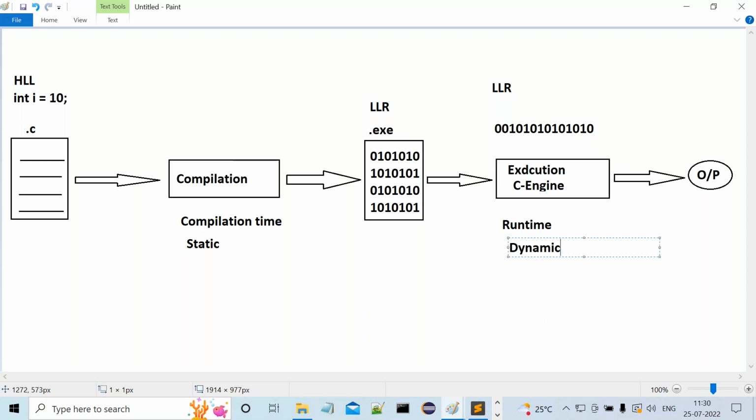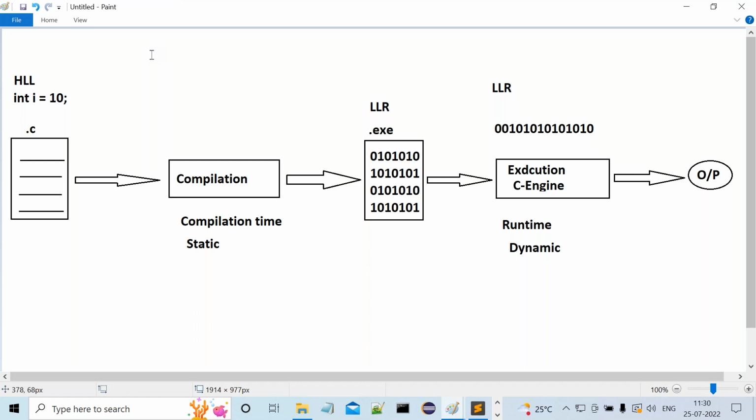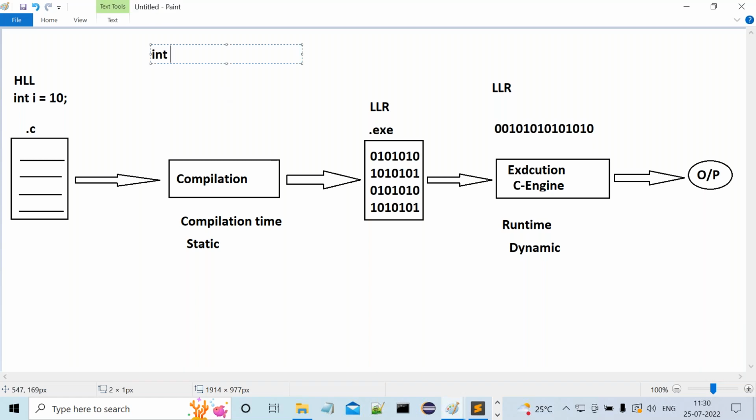Memory allocation for the primitive data at compilation time is a static programming language; memory allocation for the primitive data type at runtime is a dynamic programming language. That I understood clearly. But what is this primitive data, sir? What is this memory allocation and what is this primitive data? Just 2 minutes of time. All of you listen carefully. Guys, I have a statement: int i = 10.